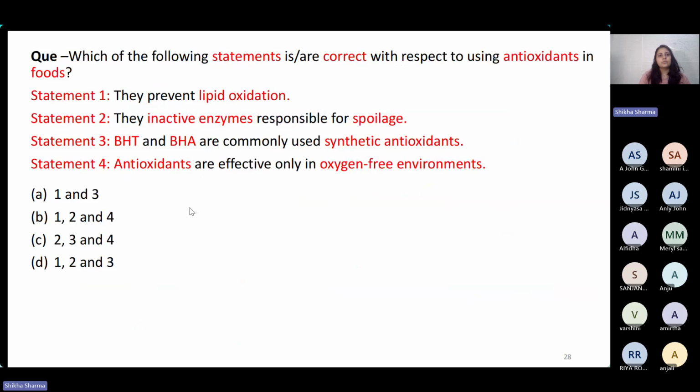Let's see this question. Which of the following statements is correct with respect to using antioxidants in food? Statement 1: antioxidants prevent lipid oxidation. Statement 2: antioxidants inactivate the enzymes responsible for spoilage. Statement 3: BHT and BHA are common synthetically used antioxidants. Statement 4: antioxidants are effective only in an oxygen-free environment. Would anyone like to answer this question?